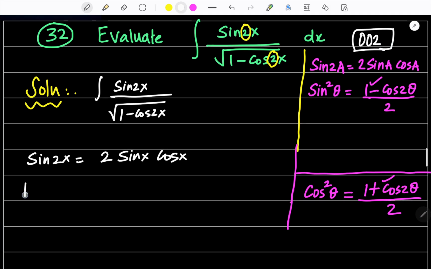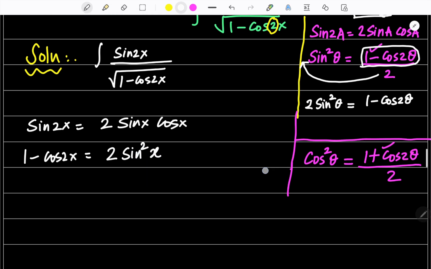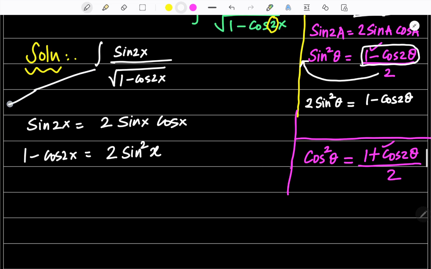Right. What about 1 minus cosine 2x, teacher? Just look at here. 1 minus cosine 2x. You multiply by this 2. You will get 2 sine square theta is equal to 1 minus cosine 2 theta. So 1 minus cosine 2x is 2 sine square x. Okay, right. So now I'll go back to the question.